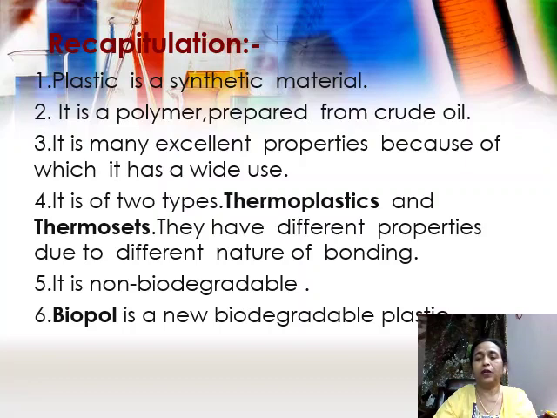First, we have come to know that plastic is a synthetic material. It is a polymer prepared from crude oil. It has many excellent properties because of which it has wide use. It is of two types, that is thermoplastic and thermosets. They have different properties due to different nature of bonding. Plastic is a non-biodegradable material, but Biopol is a new biodegradable plastic.